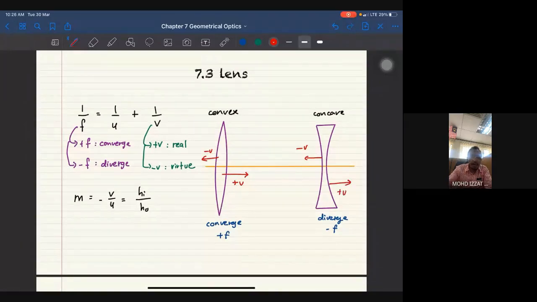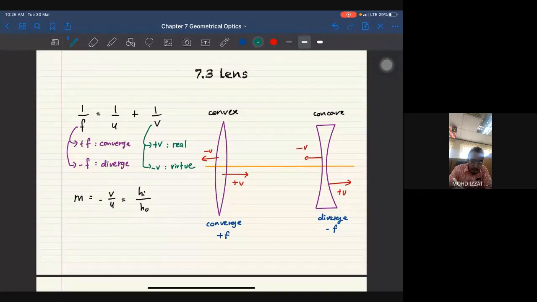So sometimes you calculate everything, you get the results, and then you get positive and negative V. You need to know what it means by positive and negative. So it means real and virtual, but the position itself you have to know, whether it's behind the lens or in the same side with the object.